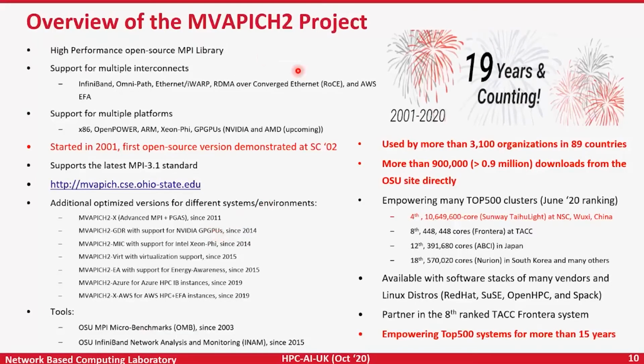Many of you might be familiar with this. This is the MVAPICH project. We started almost on day one of InfiniBand. When the InfiniBand specification was announced in October 2000, we were almost ready. Earlier to that, we were working on Myrinet and Quadrics, if some of you remember those older technologies. We were the very first ones to start the project, and we demonstrated the first open source version of our stack at Supercomputing 2002. Since then, we have expanded to all different networks: Omni-Path, iWARP, RoCE, and the AWS EFA. We have supported all different platforms.